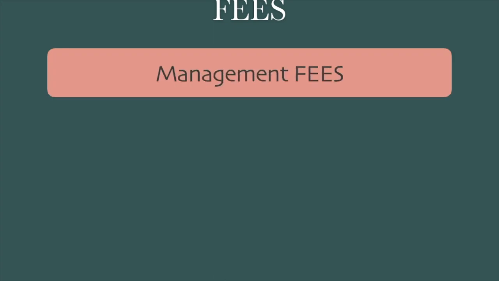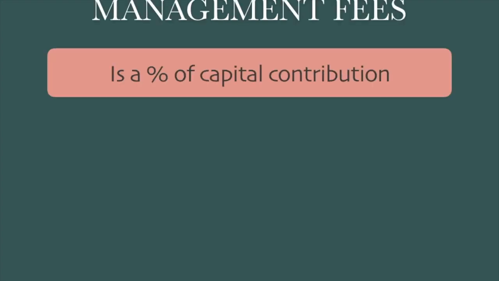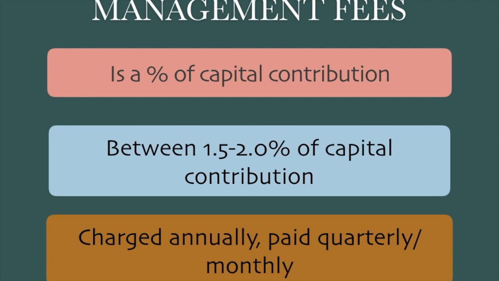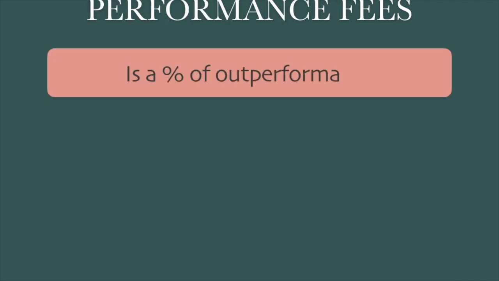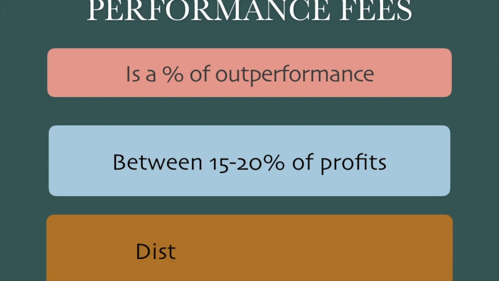The fees are classified as management fees and performance fees. Management fees is typically a percentage of capital contribution, which can be between 1.5 to 2% of capital. It is charged annually, and paid sometimes quarterly or even monthly. The management fees is mandatory. There is no escaping the management fees. Performance fees, on the other hand, is a percentage of outperformance of the portfolio. This is between 15 to 20% of the profits. And the performance fees is structured in private equity as a distribution waterfall.